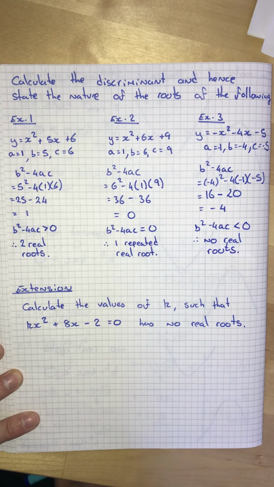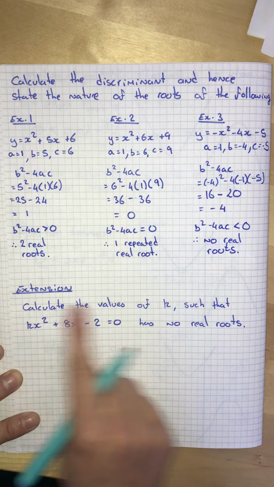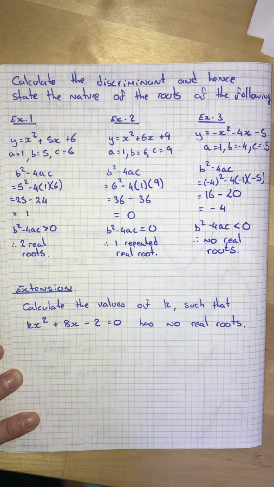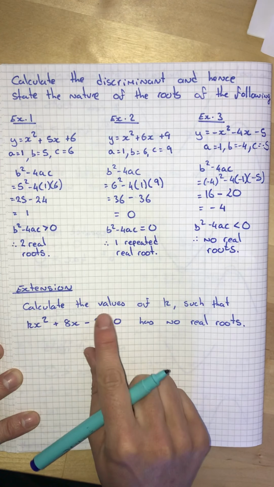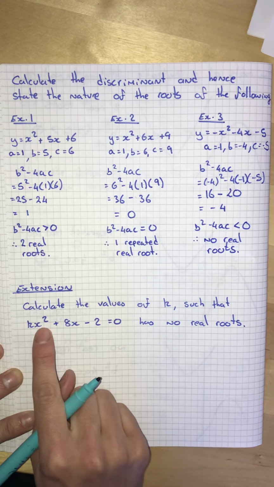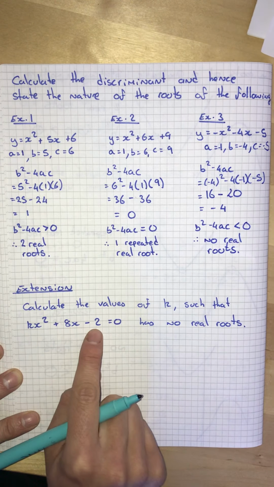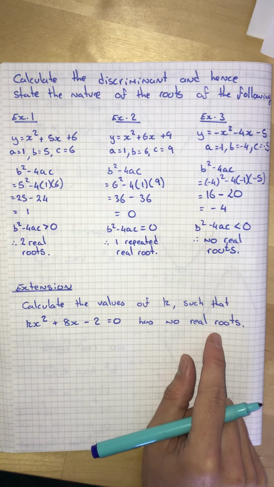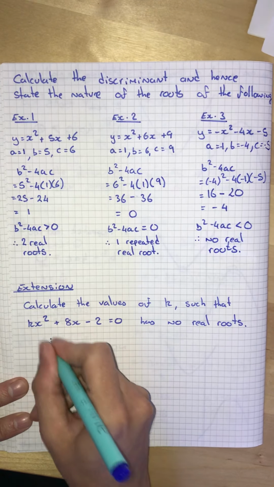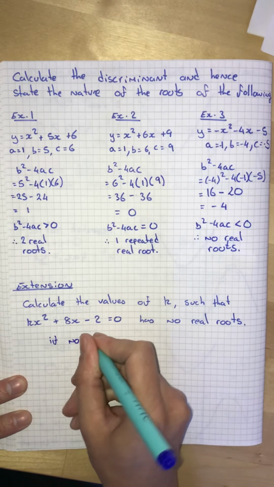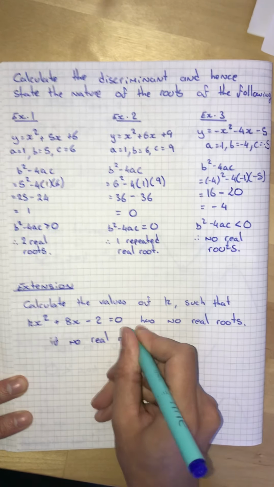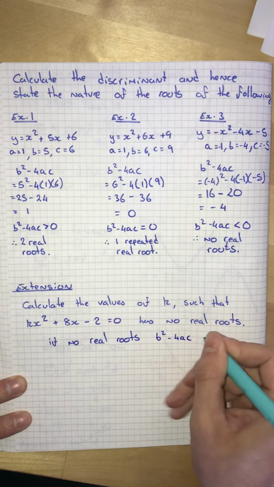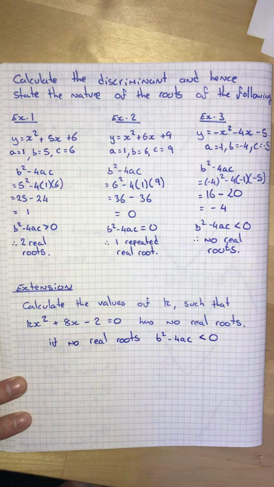Okay? So what I'm going to do is an extension question here. Pause the video and read over that if you need to. It's nothing different from what we've done, it's just using our knowledge. Calculate the values of k such that kx squared plus 8x minus 2 equals 0 has no real roots. So we need to think about this. If it has no real roots, what happens? If it's got no real roots, b squared minus 4ac is less than 0.